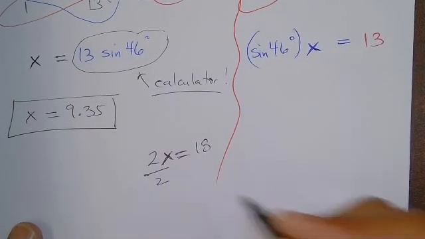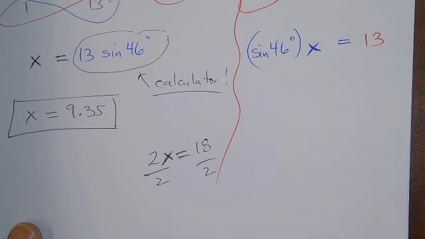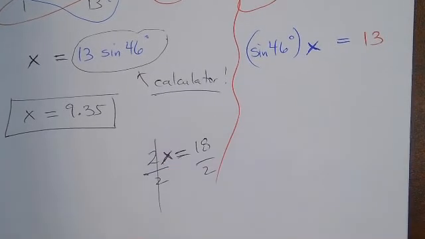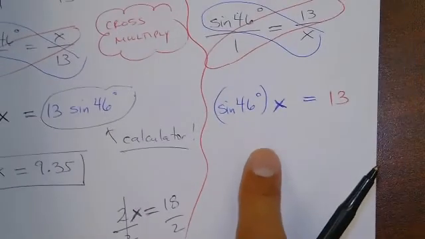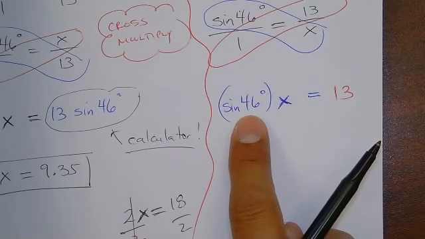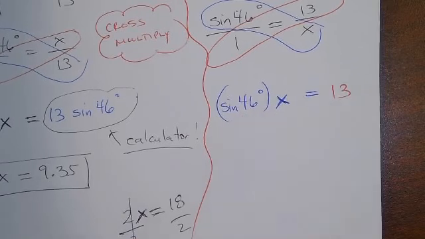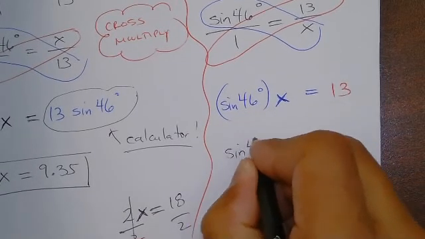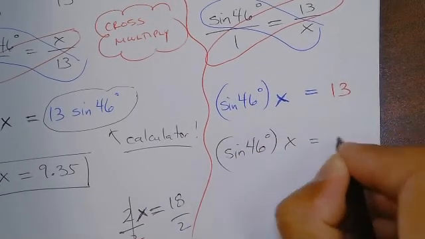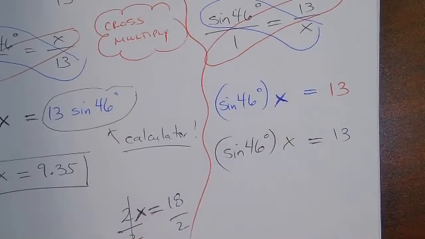A number times x equals another number. How do you solve for x here, if there's a number multiplying it? Don't you just divide by that number? Yeah, that's how you solve for x, right? Well, that's what's happening here. This is just a number, but just leave it like sine 46.